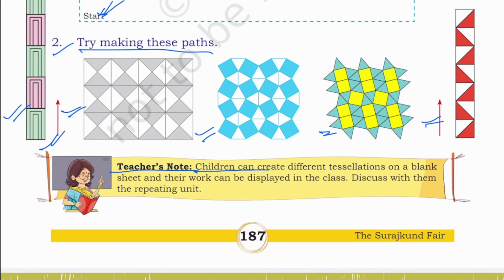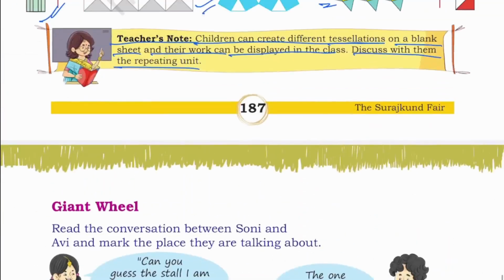Teacher's note: children can create different tessellations on a blank sheet and their work can be displayed in the class. Discuss with them the repeating units.